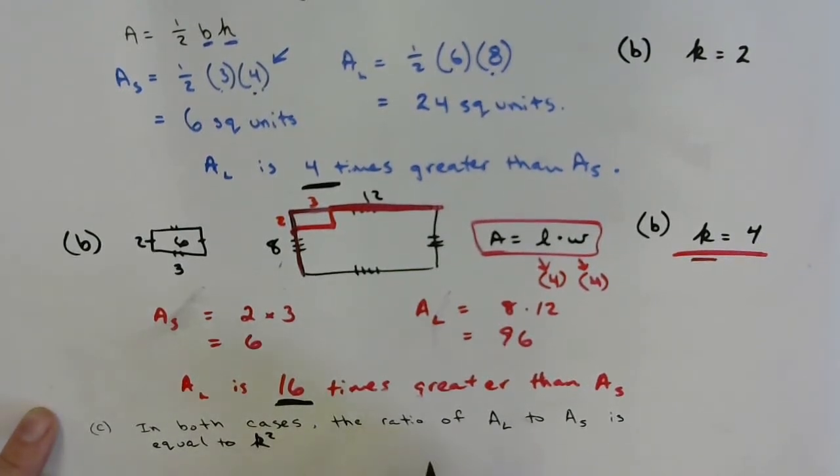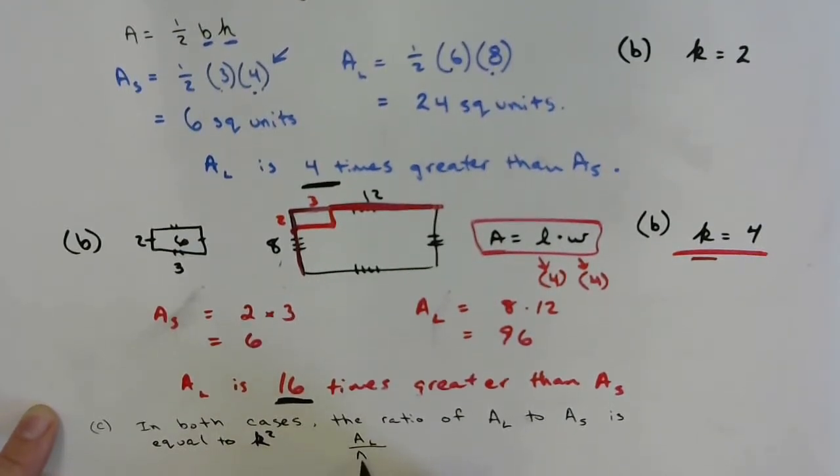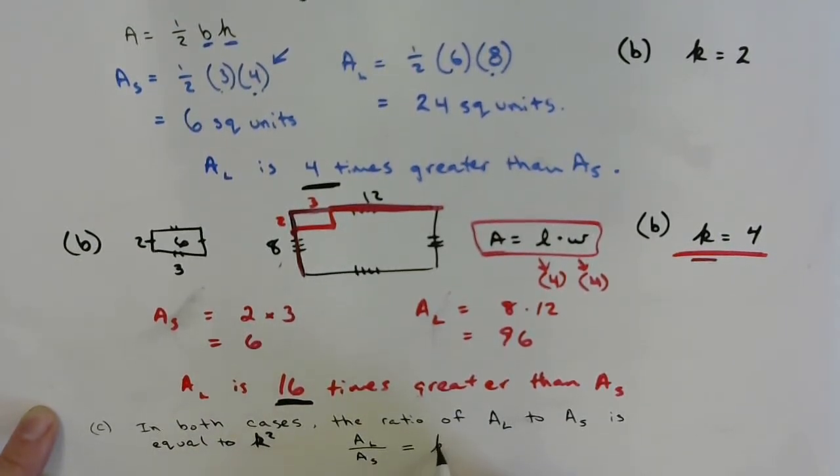Mr. V, can you translate that for me? Yep. All we did was take the ratio A_L over A_S, the area of the larger figure over the area of the smaller figure, and that came out as k squared.